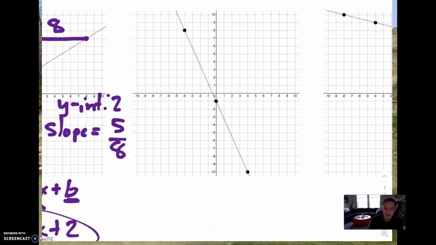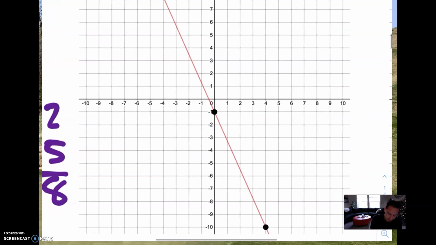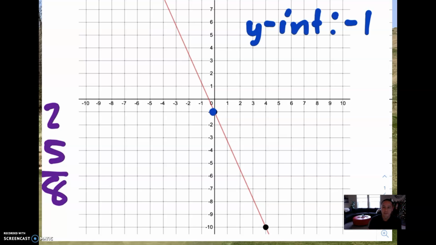We have a line that's going down from left to right, so we know that the slope is negative. The very first thing that I'm going to find is that y-intercept, and that's going to be right here. And that y-intercept is at -1. So again, I'll make a note of that. The y-intercept is a -1.